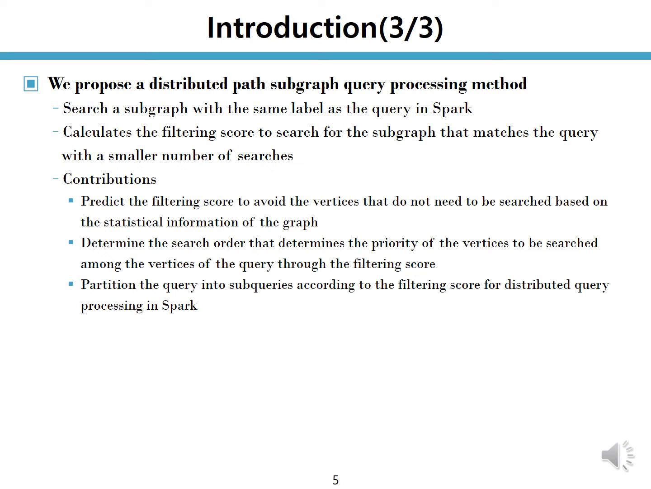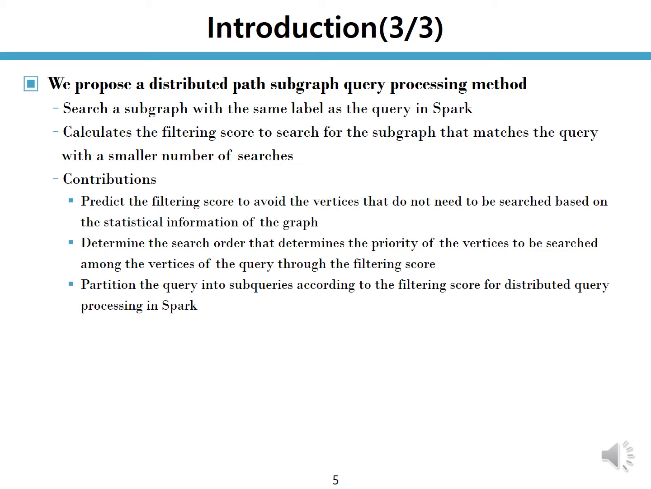In this paper, we propose a distributed path subgraph query processing method to search a subgraph with the same label as the query in Spark. We calculate the filtering score to search for the subgraph that matches the query with a smaller number of searches.